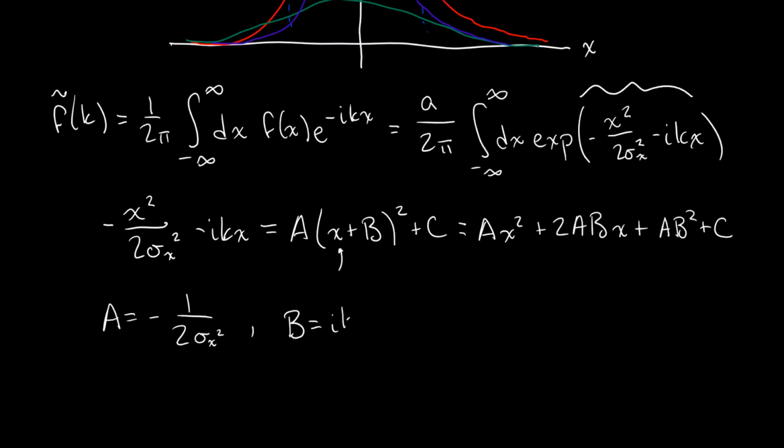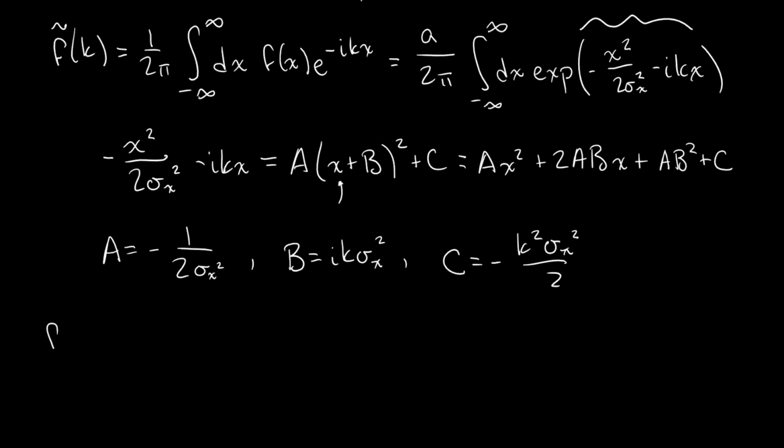B is equal to ik sigma x squared. And then c is equal to minus k squared sigma x squared over 2. Okay. And this all might seem very unmotivated, but these are sort of tricks that you should have in your back pocket. These completing the square tricks, all of that, and you'll see why we're doing this completing the square business in a second.